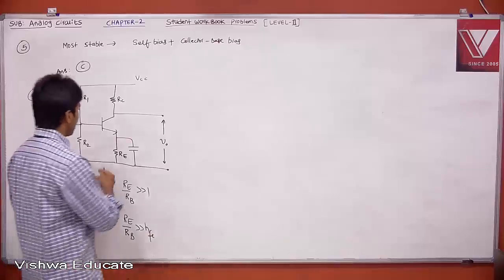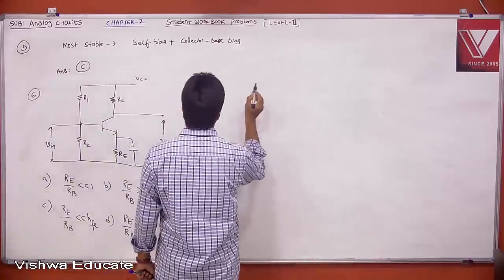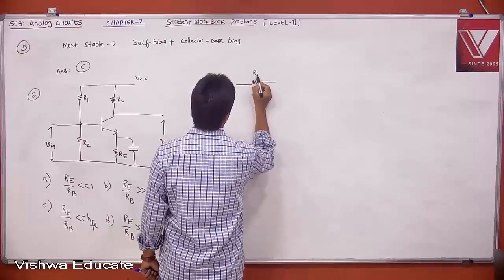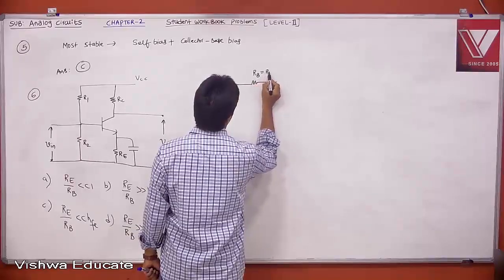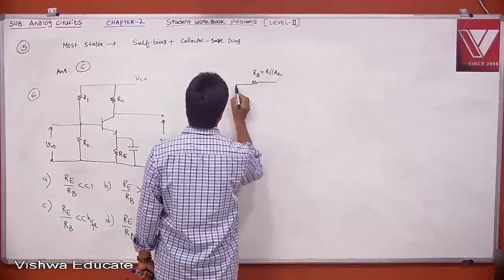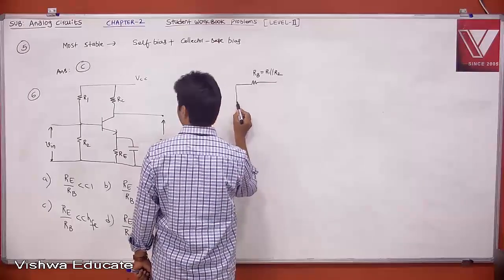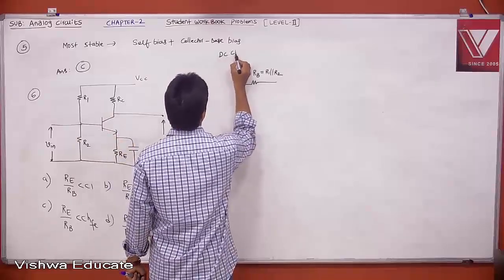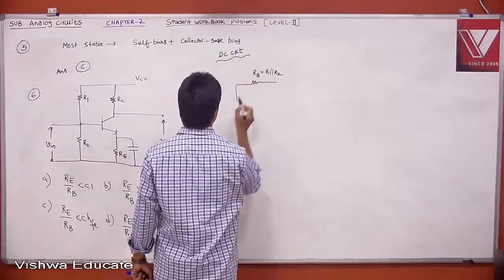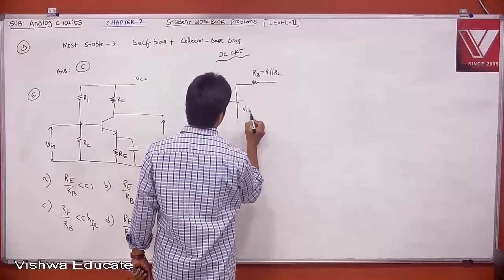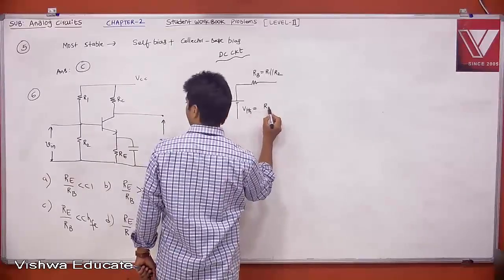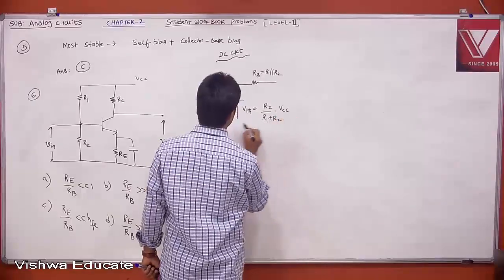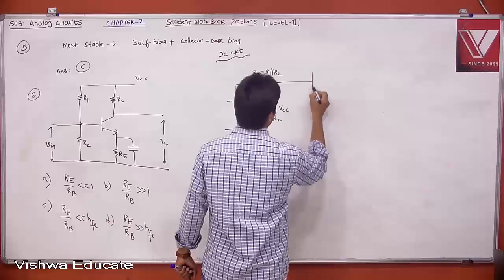Now, what is RB? Actually, we have seen this, right? If you see V Thevenin, R Thevenin, this is nothing but your RB or R Thevenin, which is R1 in parallel with R2, and this is your V Thevenin, because no need to bother with AC signals, only the DC circuit. Therefore, this is your DC equivalent circuit. Then this is our V Thevenin or VB, which is nothing but R2 divided by R1 plus R2 into VCC.